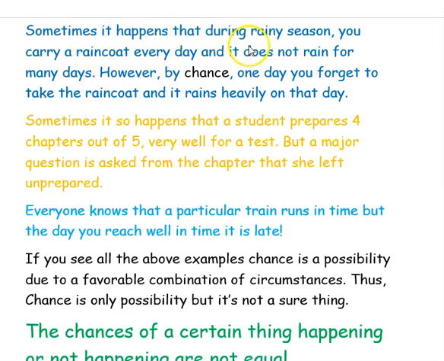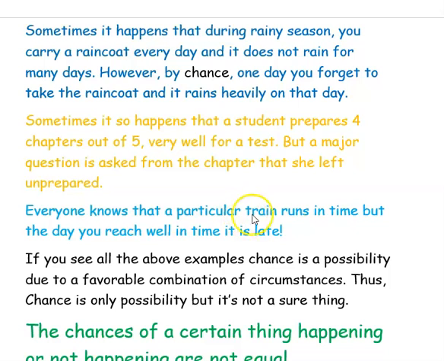Sometimes it happens that during rainy season, you carry a raincoat every day and it does not rain for many days. However, by chance, one day you forget to take the raincoat and it rains heavily on that particular day. The next example of chance is sometimes it so happens that a student prepares 4 chapters out of 5 very well for a test. But a major question is asked from the chapter that she left unprepared. So this is another example of chance.